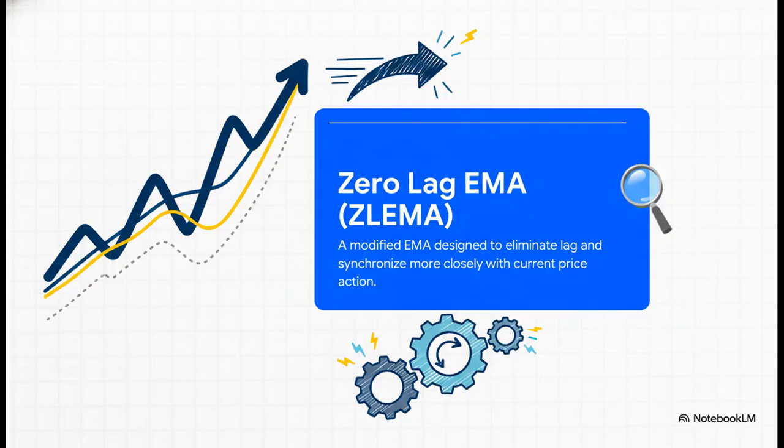So what is the zero lag exponential moving average? Well, ZLEMA pretty much does what it says on the tin. It's a special type of indicator that changes the standard calculation. And its whole goal, its entire reason for being, is to get rid of that lag so it can stick much, much closer to the real-time price action.